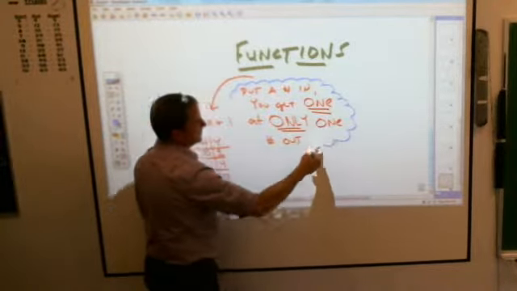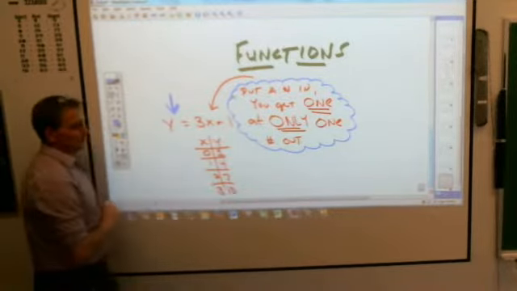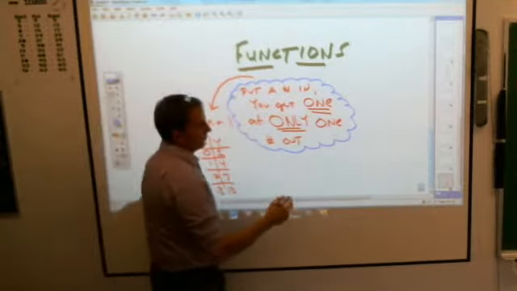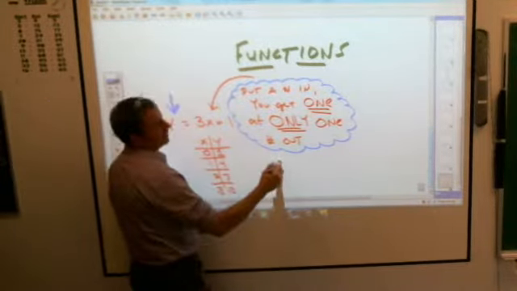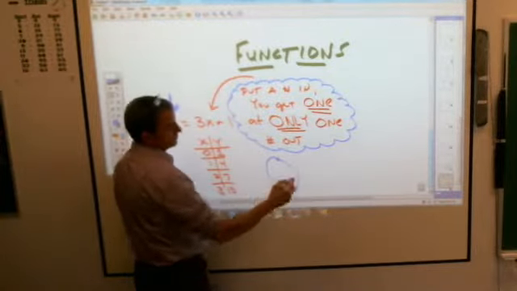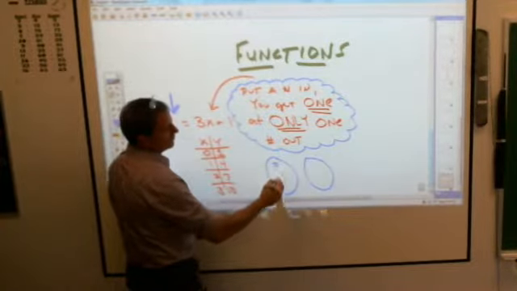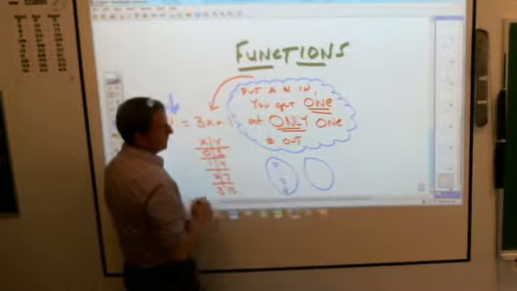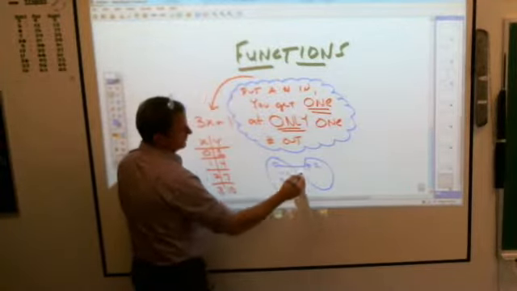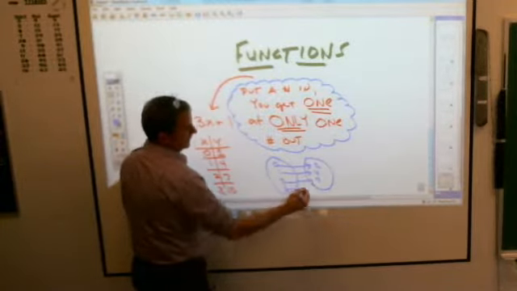Okay, so here is the deal with that. The book shows it like this. They show it as what they call a mapping. This is really a mapping. I put in 0, 1, 2, and 3, and I got out 1, I got out a 4, I got out a 7, and I got out a 10.